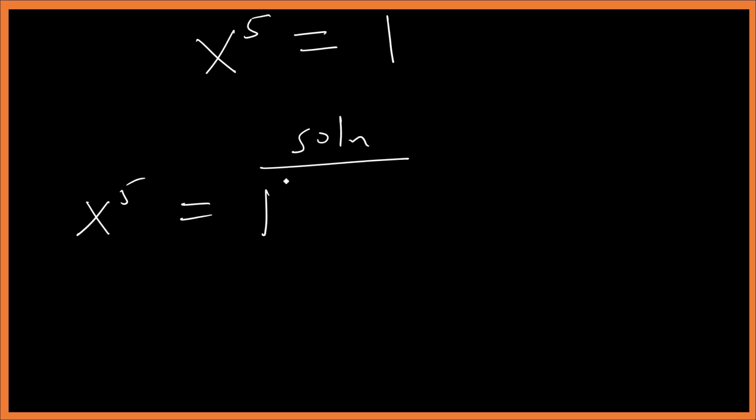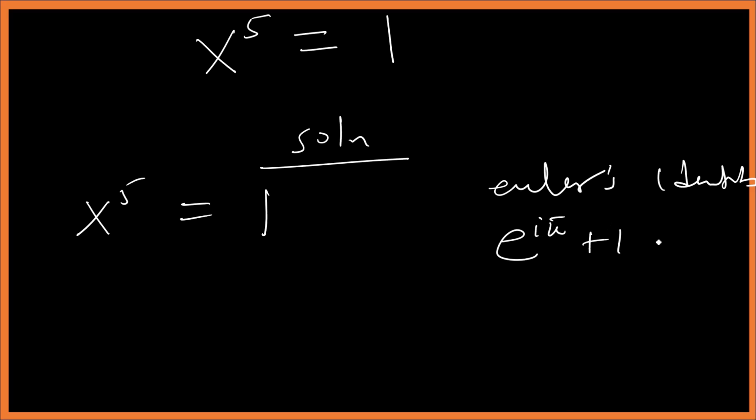So how do we solve for the next solutions? We are going to apply Euler's identity. So e raised to i pi plus 1 equals 0. So from here, e raised to i pi is the same as -1.